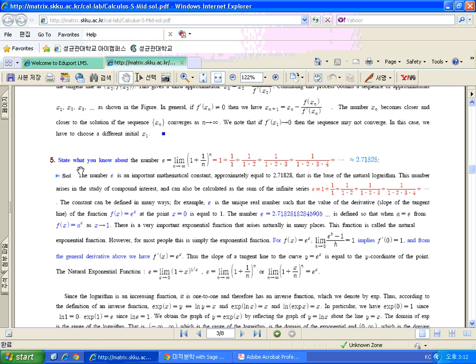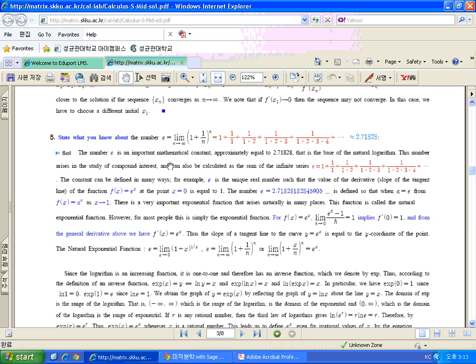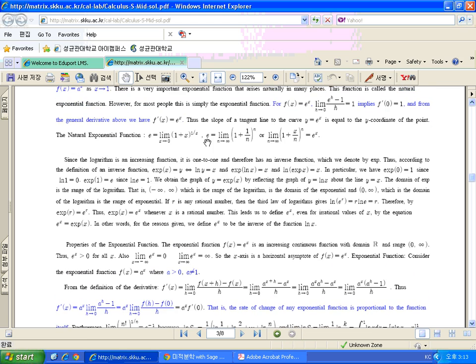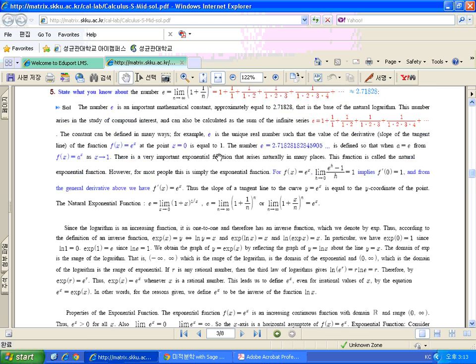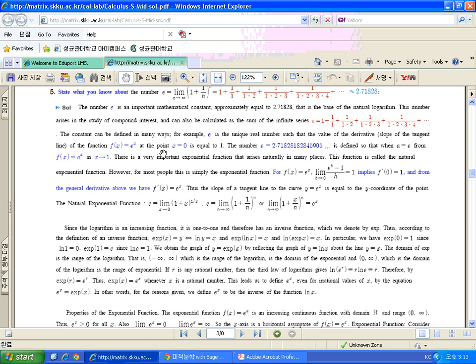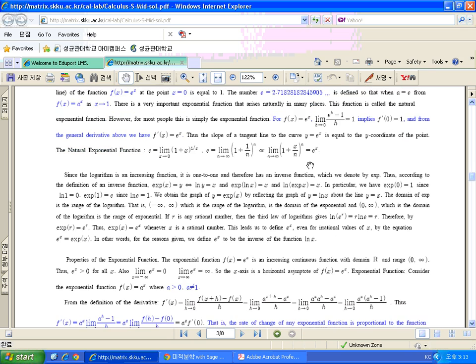And also, this problem asks you to just write what you know about the number e, which we spent pretty much time to talk about. Okay, there are lots of things that you can write. So this is a 3-point problem, and I gave 1 point on this. If you define e to the x as f of x and write the property of this, then you got 1 point.